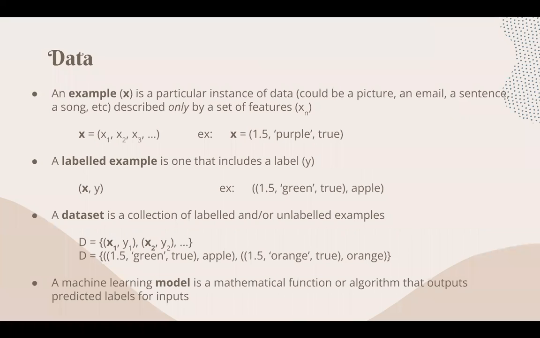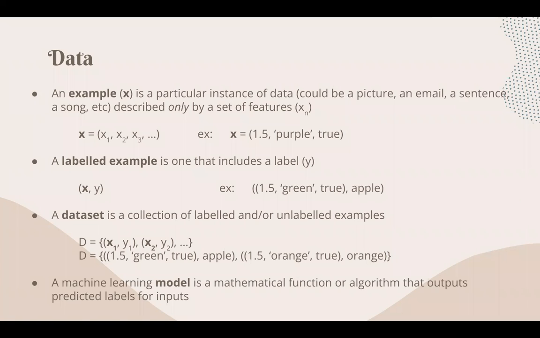When talking about data, we need to talk about vocabulary that you may encounter. If you're taking any notes, I would strongly encourage you to pause the video and look closely at this slide because it's really important. An example is a particular instance of data that could be a picture, an image, an email, a sentence, a song, that is described only by a set of features. Here the example is X, and the features are 1.5, purple, and true.